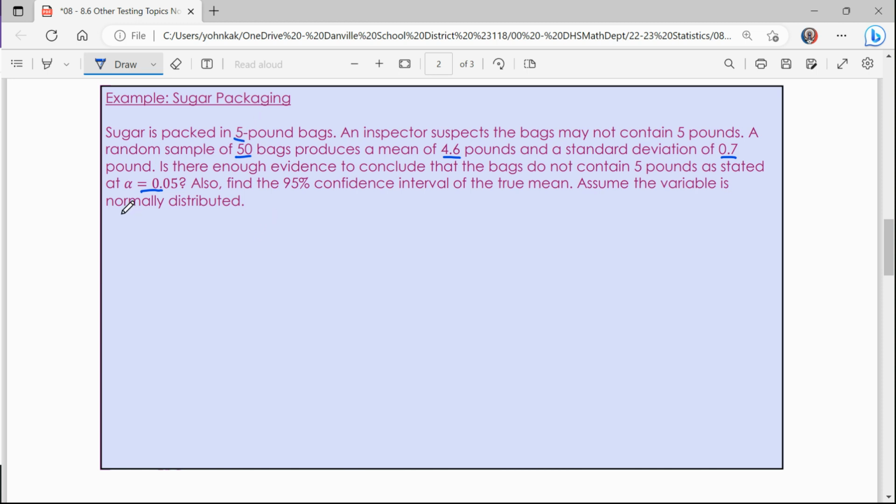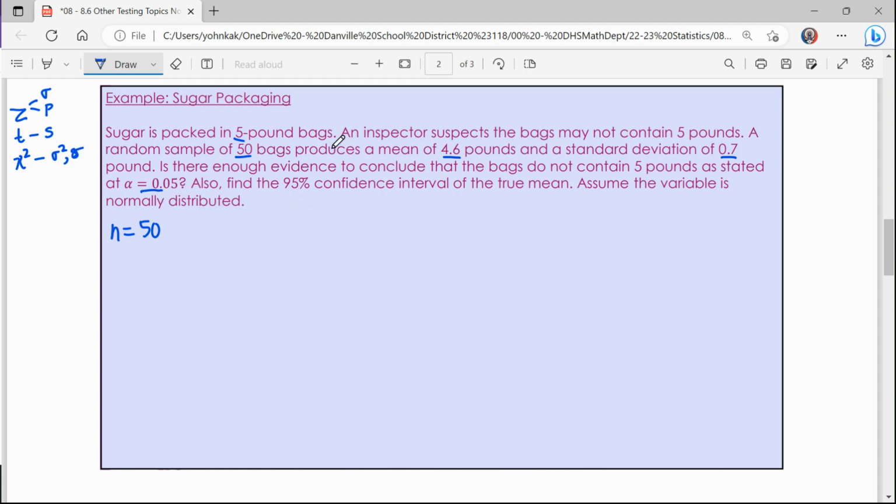Okay, so we need to see what we have. Well, we have a random sample of 50 bags, so that means n is 50. We don't know if this is a z, a t, or a chi-square, so we need to figure out which one it is. Remember, z's go with sigma and with p's. T's go with s's, and chi-square go with sigma squared and sigma.